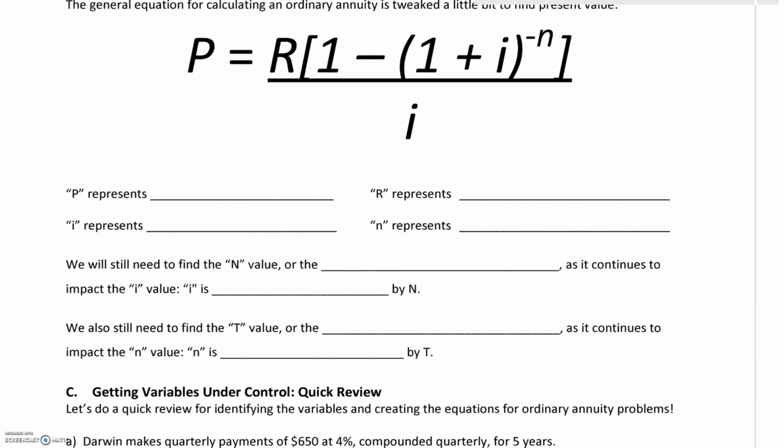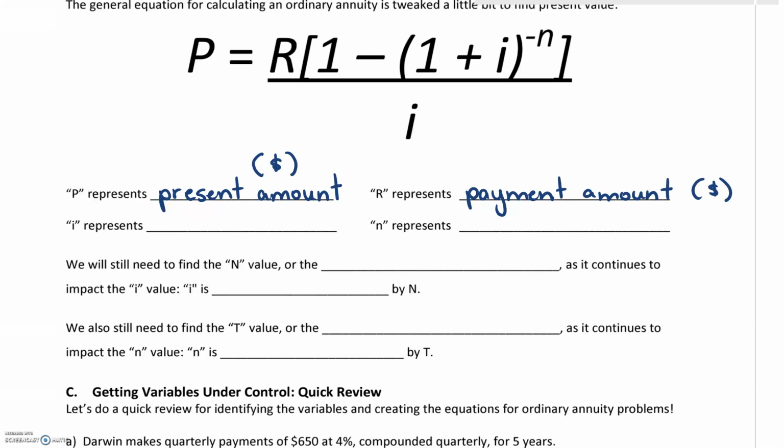So we're just going to define a few things. Here, P represents present amount or present value. There's a couple different ways of identifying this P value. Just know that this P value is in dollars. The R represents the payment amount. So we saw this last week. R is a new variable, and it represents the payment amount. And this would also be in dollars.